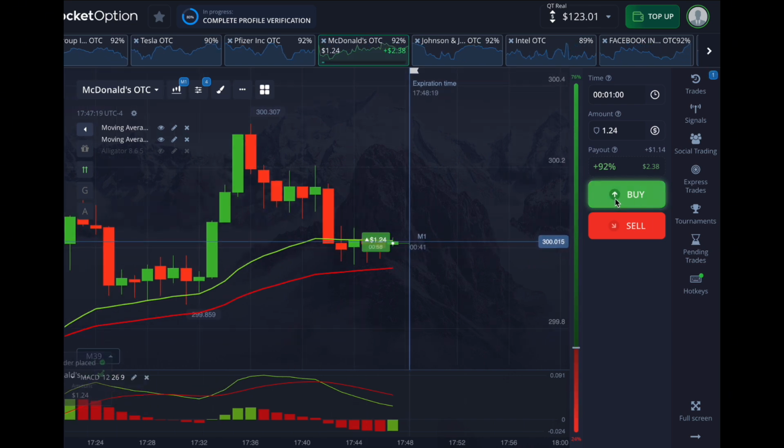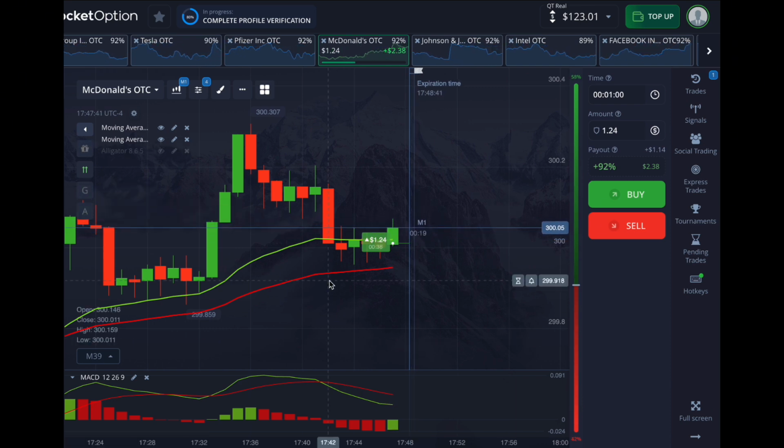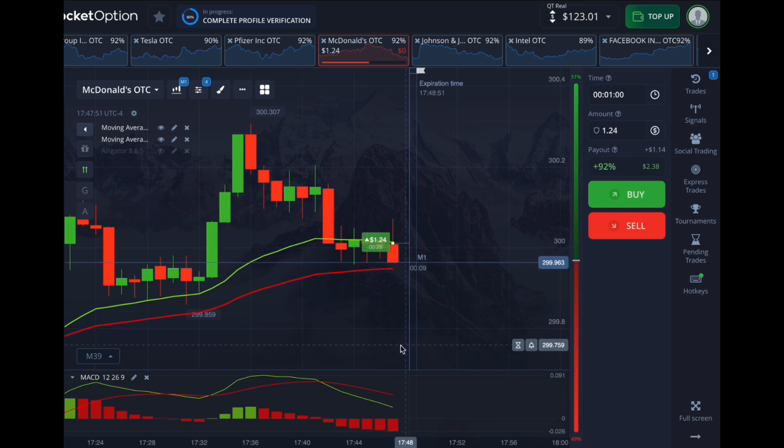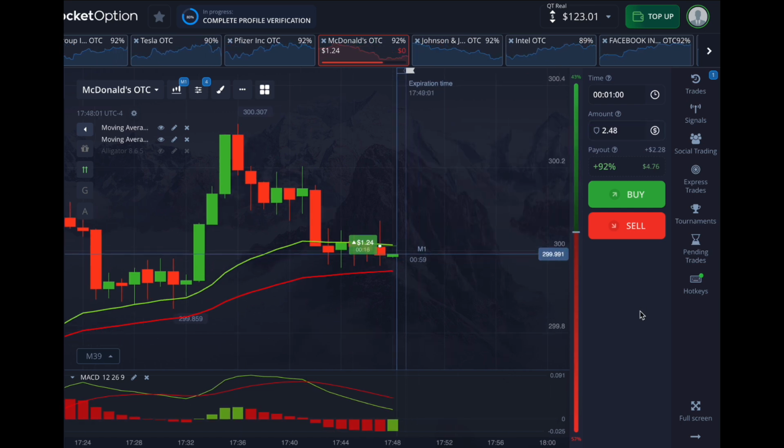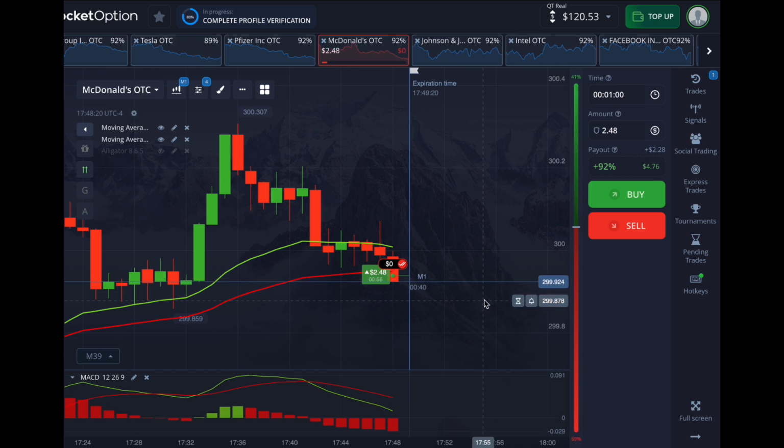For this next trade of McDonald's OTC, price action has reached the 25 EMA and is currently an uptrend, so we will buy. Unfortunately, as you can see, price shot down at the last minute and resulted in a loss. Again, do not panic when this happens. We will double the amount and simply try again. If this happens 4 times in a row, stop and move on to the next pair.